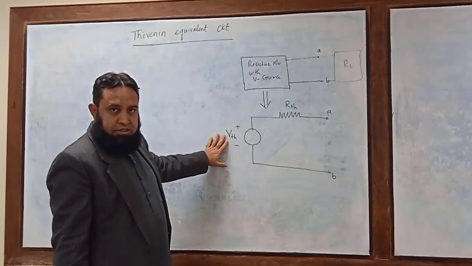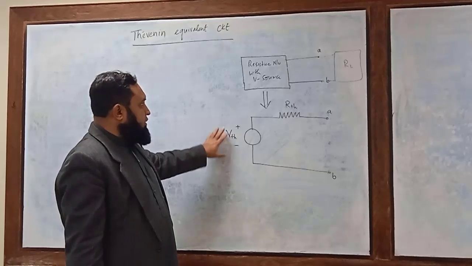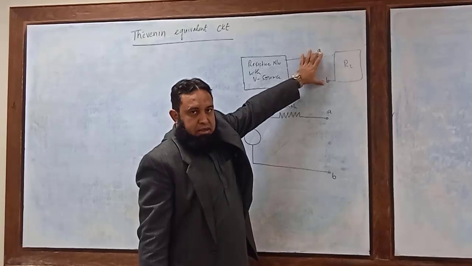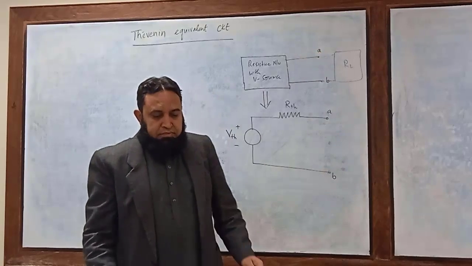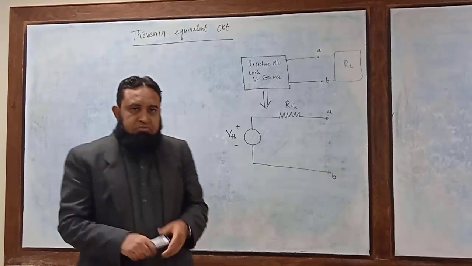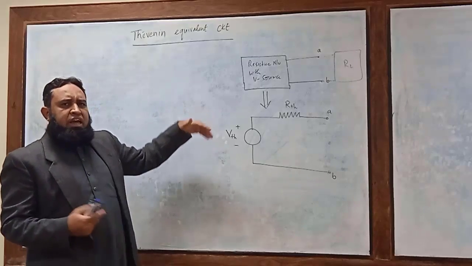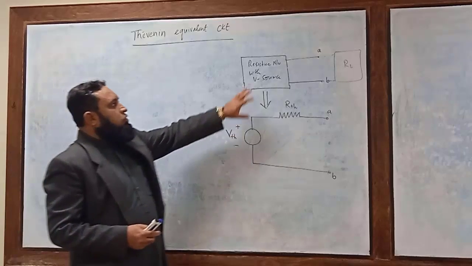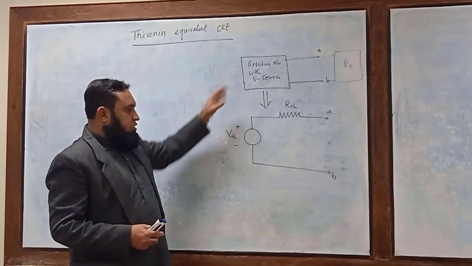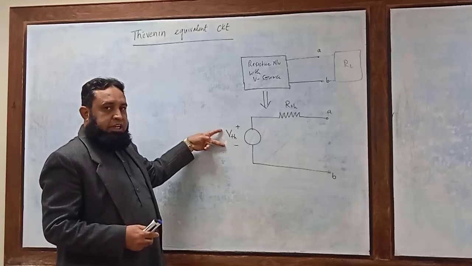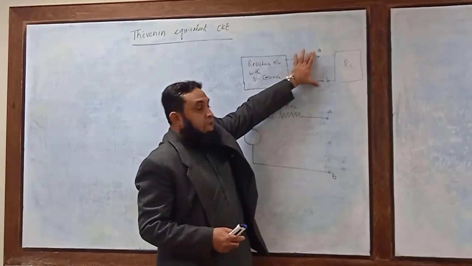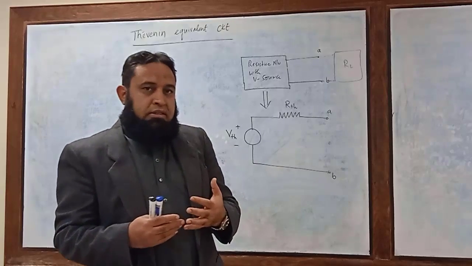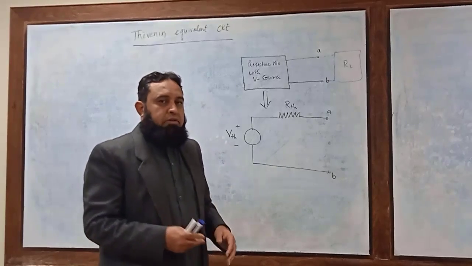So as a first step, we remove that, and as step number 2, we have to find the voltage VTH across the terminals AB. We find that voltage using any technique, for example the node voltage method. So we use the node voltage method to find this voltage VTH, which is basically VAB here.